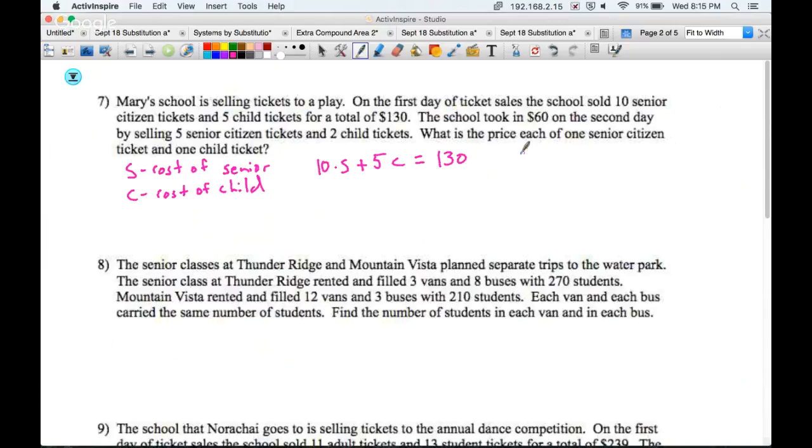Second half, the school took in 60 on the second day by selling 5 seniors plus 2 child tickets. What's the price of 1 senior and 1 child ticket?